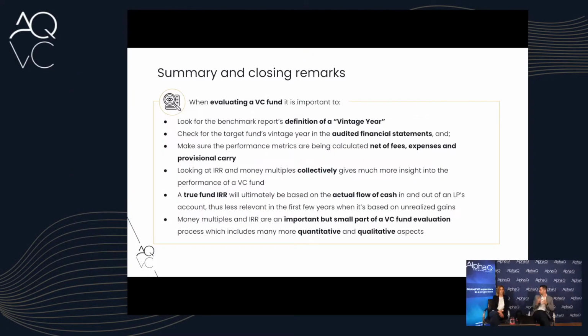I would also add that looking at IRR and money multiples collectively together and not separately gives you much more insight and overview of the fund's performance. I will also add that a true fund's IRR is ultimately based on the flow of capital, or a flow of cash in and out of an LP's account.